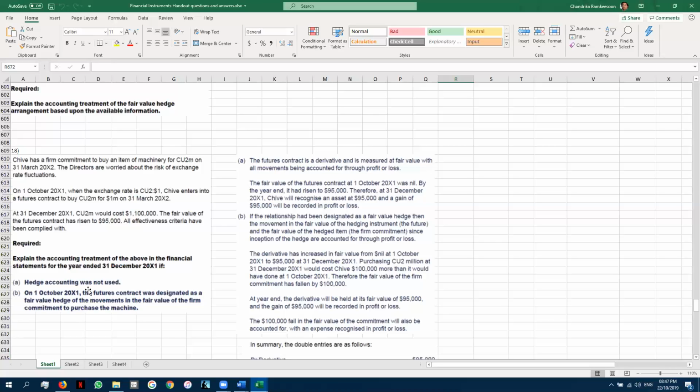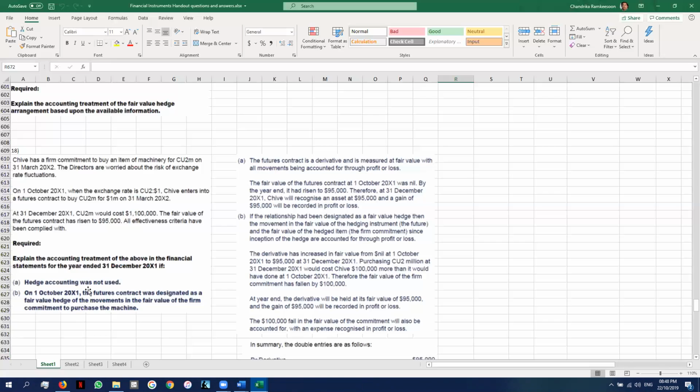B, if the relationship had been designated as a fair value hedge, then the movement in the fair value of the hedging instrument, the futures, and the fair value of the hedged item are accounted for through P&L. The derivative has increased in fair value to 95,000. Purchasing CU 2 million at 31st December would cost Clive $100,000 more than it would have done at 1st October.